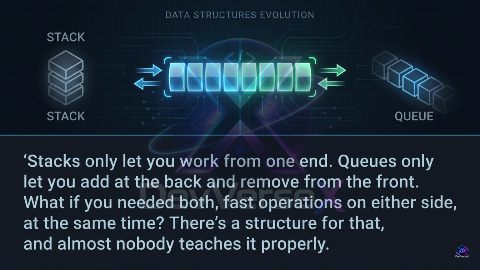Stacks only let you work from one end. Queues only let you add at the back and remove from the front. What if you needed both, fast operations on either side at the same time? There's a structure for that, and almost nobody teaches it properly.